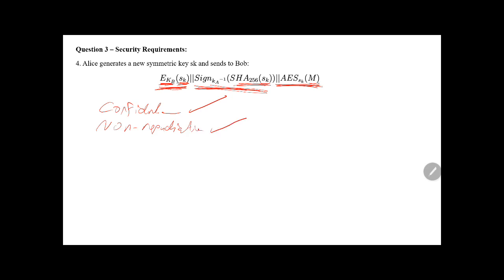The last thing, which is integrity. As you can see here, the hash function is applied on the key, not the message. So we cannot ensure that the message is transmitted correctly. So here, integrity is actually not guaranteed. So no integrity.